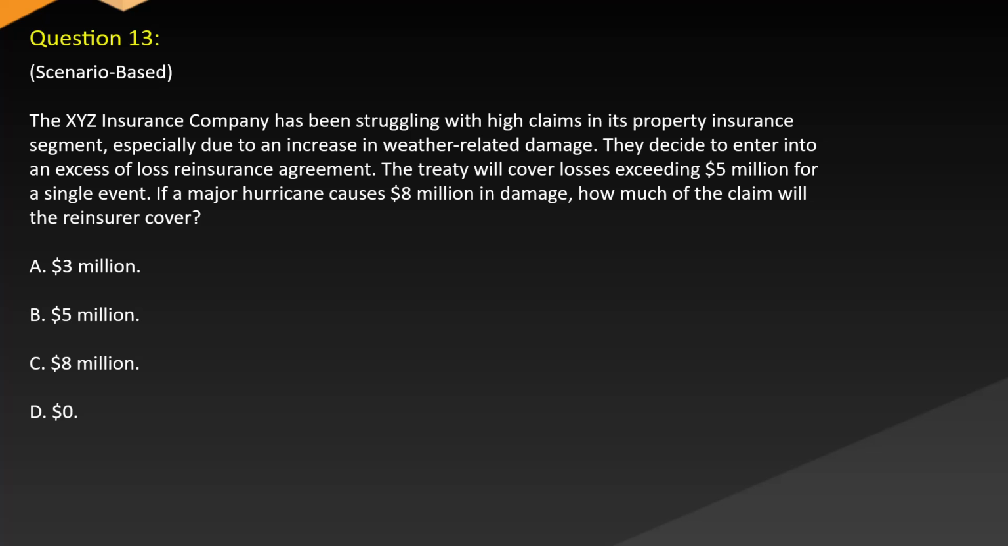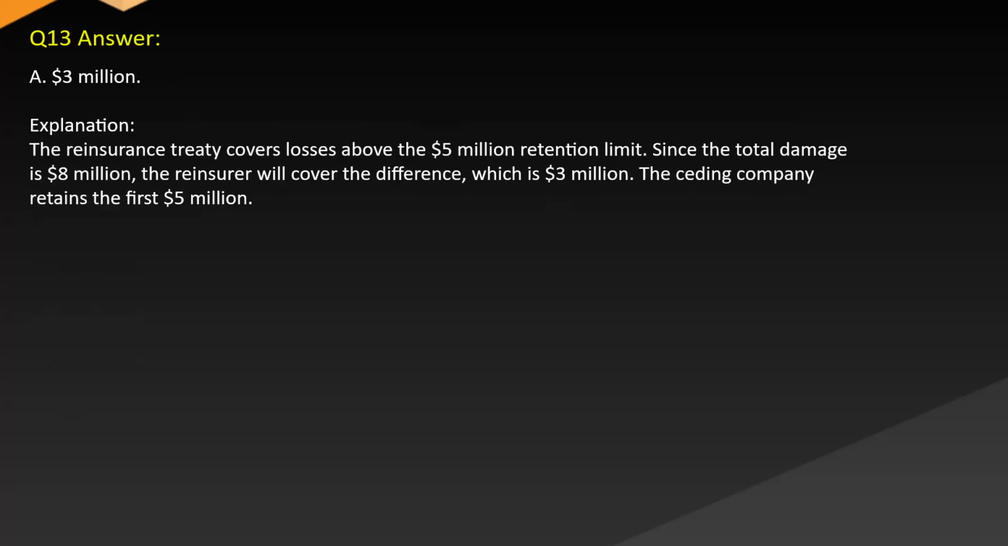A. $3 million. B. $5 million. C. $8 million. D. $0. Answer A. $3 million. Explanation: the reinsurance treaty covers losses above the $5 million retention limit. Since the total damage is $8 million, the reinsurer will cover the difference, which is $3 million. The ceding company retains the first $5 million.